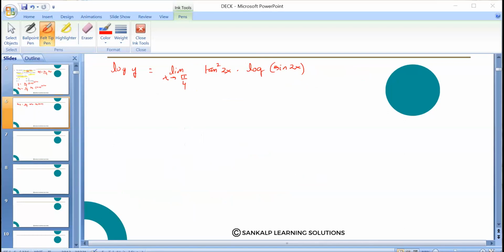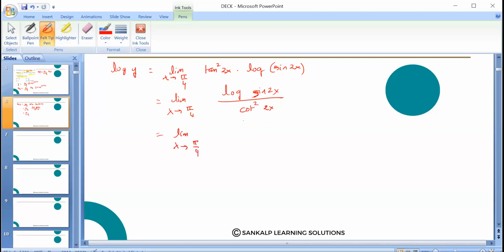We need a denominator. So, we will take tan square 2x as 1 by cot square 2x, with log of sine 2x up. If you put x as pi by 4, cot square 2x, you will get an indeterminate form. So you have to apply L'Hopital's rule.